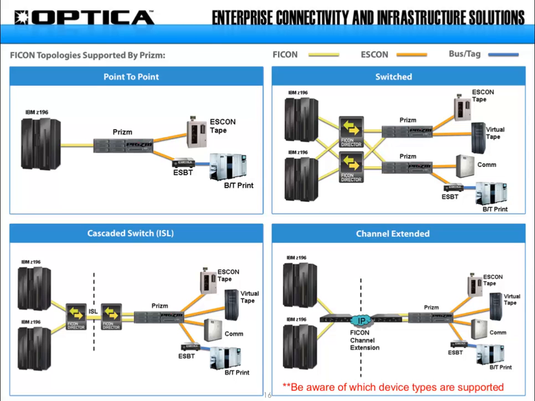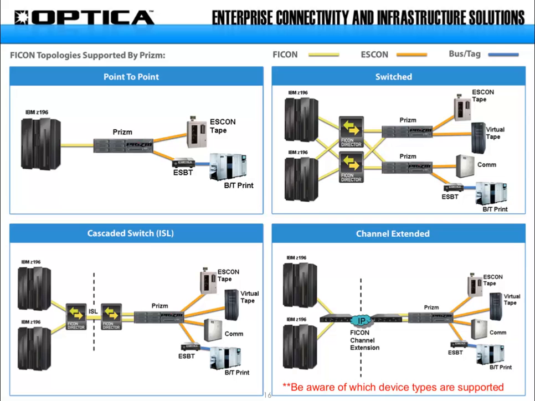Just to the right is representative of the switched infrastructure. This is the most common, and Prism will attach to a single FICON director or a FICON fabric locally without an issue. Lower left represents what we consider a campus or metro topology, which is known as an inter-switch link or ISL between FICON switches. Again, we see this commonly in the metro area or across a campus, but Prism drops seamlessly into a cascaded or ISL environment.